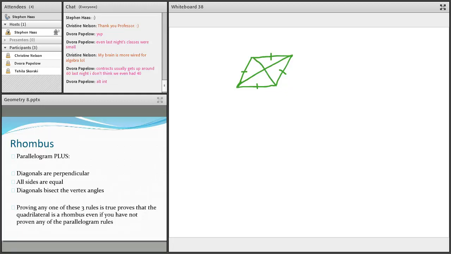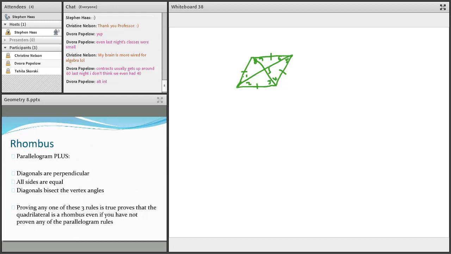First of all, diagonals are not only bisecting each other, they are also perpendicular, which means this forms a right angle, which means all four of those angles in the middle equal 90 degrees. And second of all, diagonals bisect the vertex angle. So this angle, let's say angle 1, is equal to angle 2. Angle 3 is equal to angle 4. Angle 5 is equal to angle 6, and angle 7 is equal to angle 8. In a rhombus, the diagonals bisect each angle.